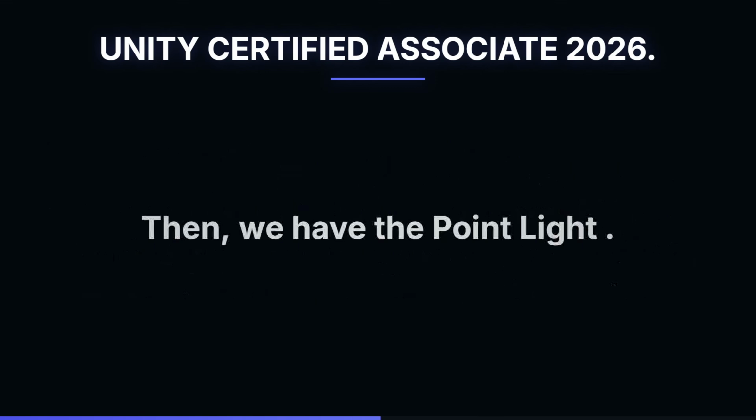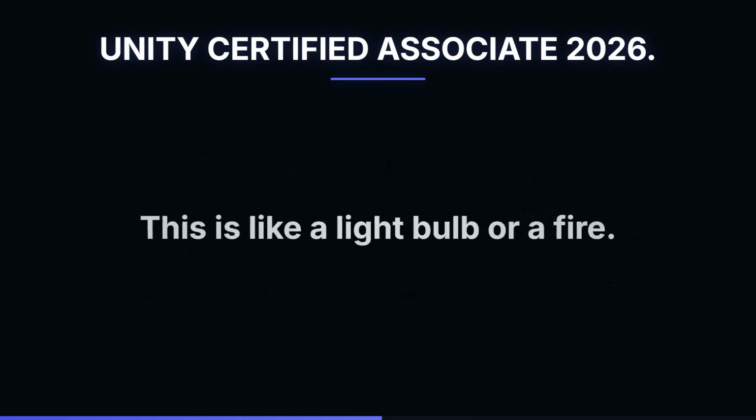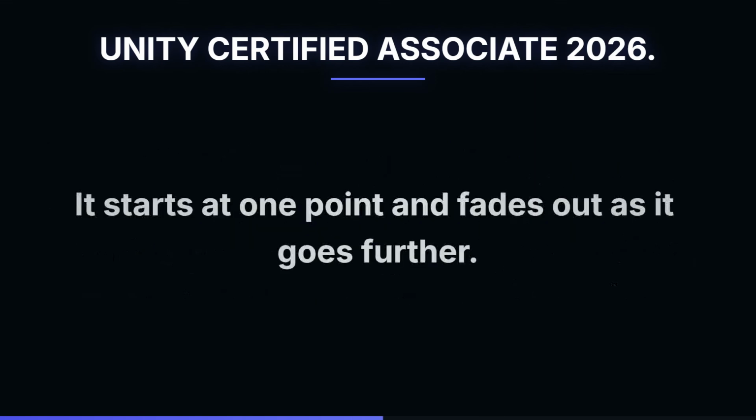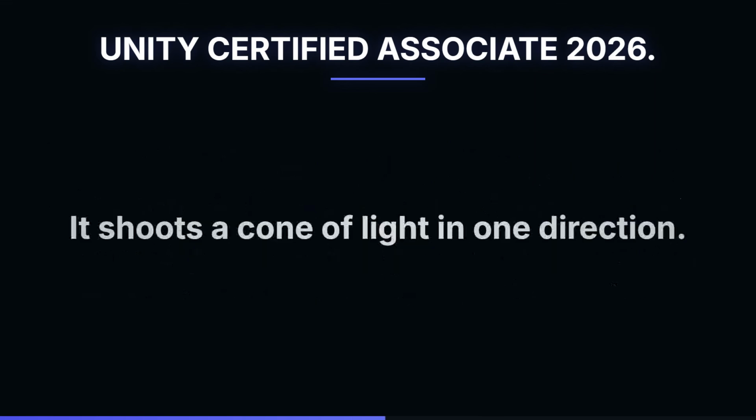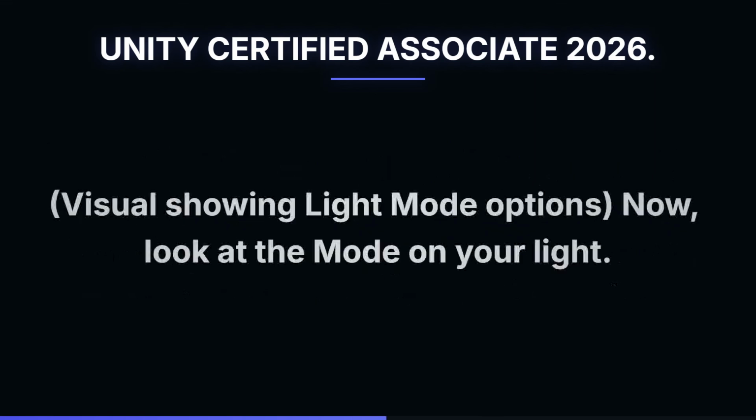Then, we have the point light. This is like a light bulb or a fire. It starts at one point and fades out as it goes further. We also have the spotlight, which is like a flashlight or a stage light. It shoots a cone of light in one direction.